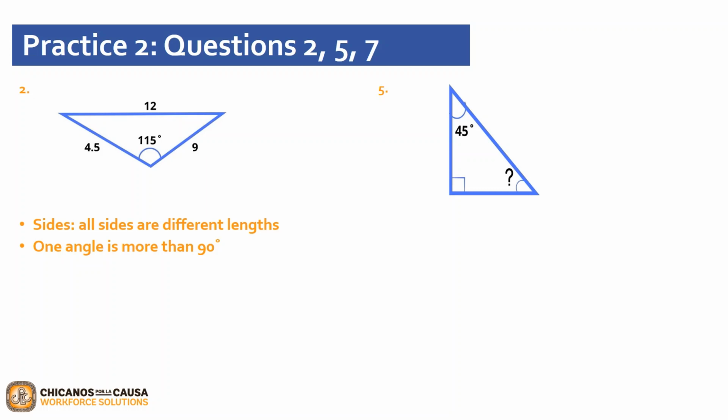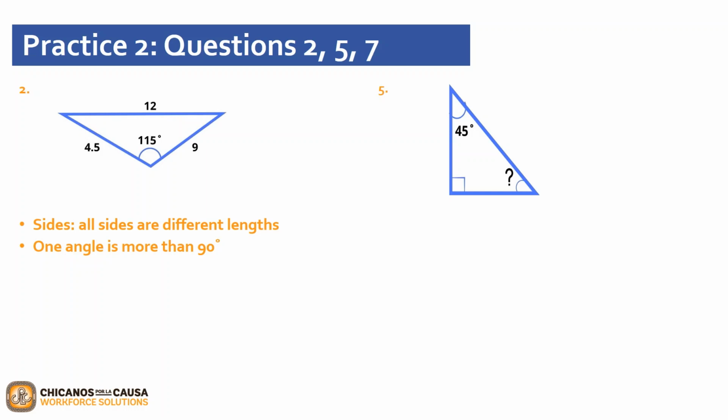Isosceles triangle. An isosceles triangle has 2 sides that are equal in length. Well, once again, all sides are different, so it cannot be an isosceles. The third option is a scalene triangle, which means that no sides are equal in length. Well, that's the case. We have three sides that are different in length. Therefore, we can determine that this triangle is a scalene triangle.